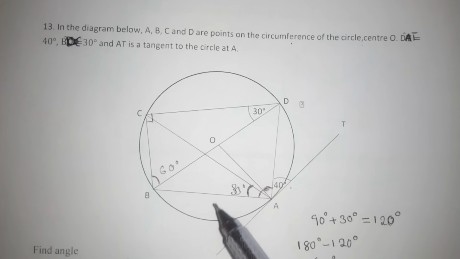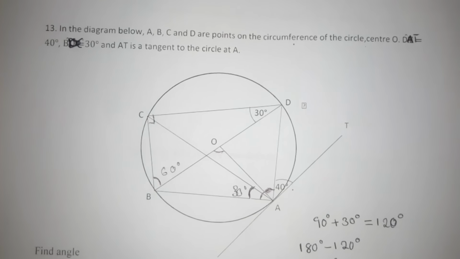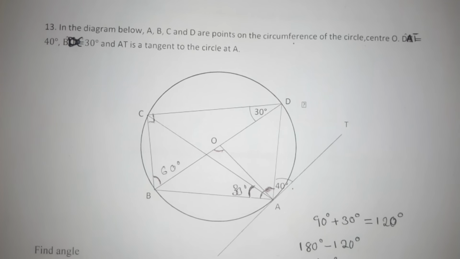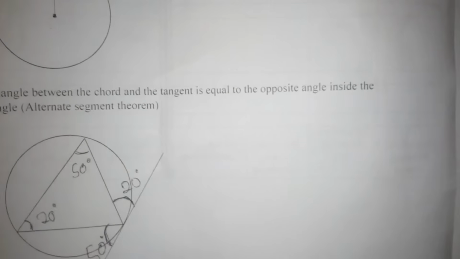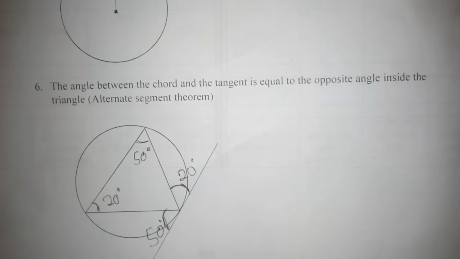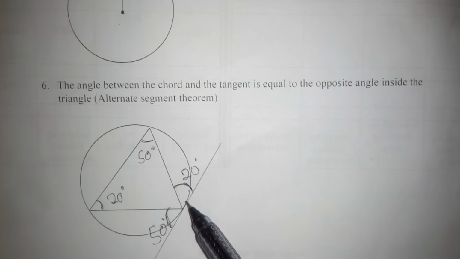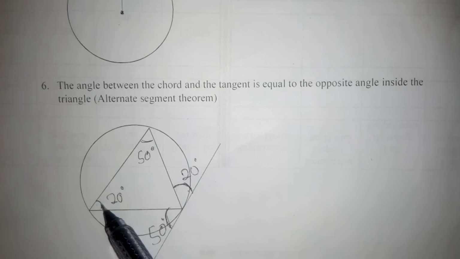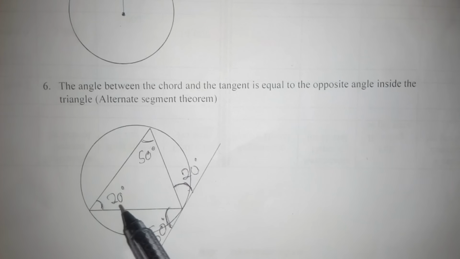So they want us to find this angle here. So how do we find this angle? What property are we supposed to use here? So in order for us to find this angle, we are going to use the property over here. This property here. Okay? You see, this angle between the chord and the tangent is the same as the angle which is inside here. The angle which is formed by this chord inside.